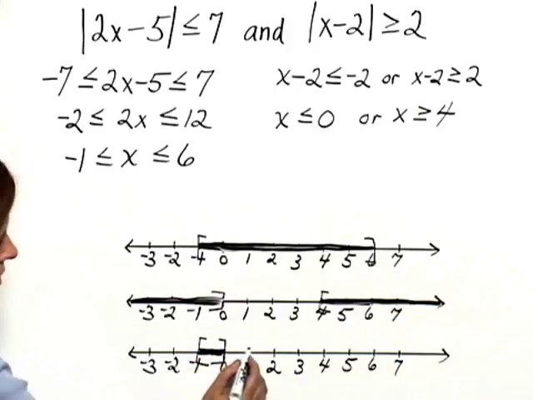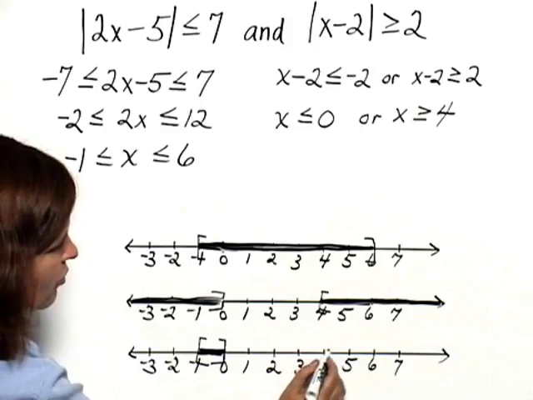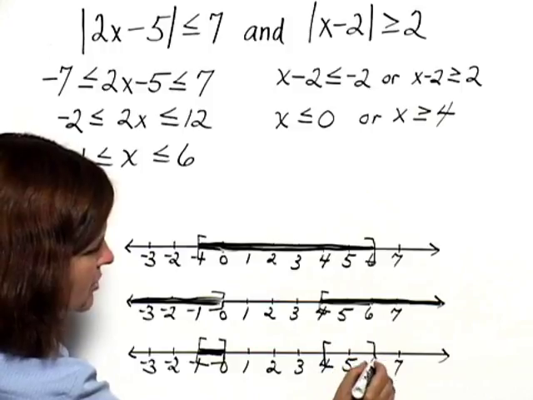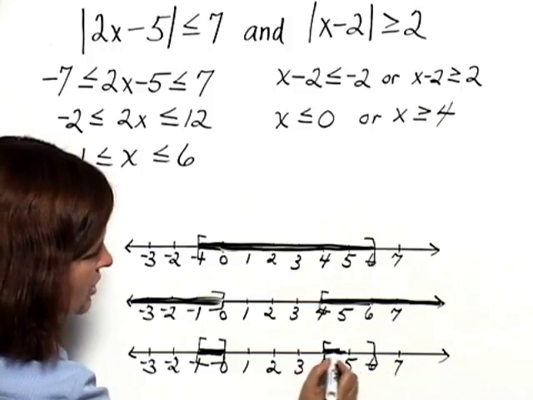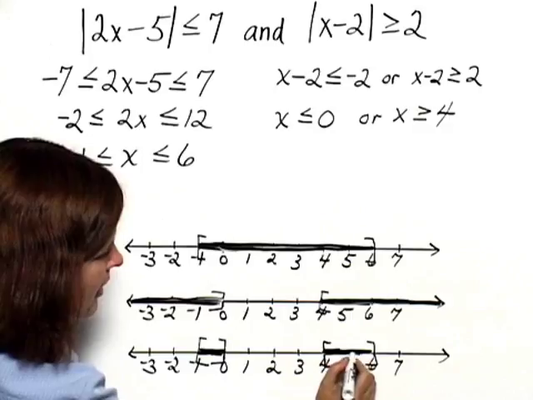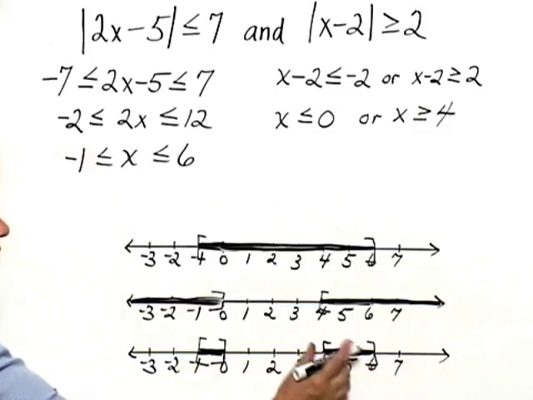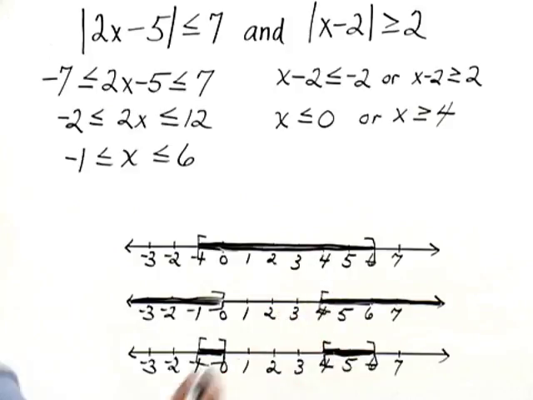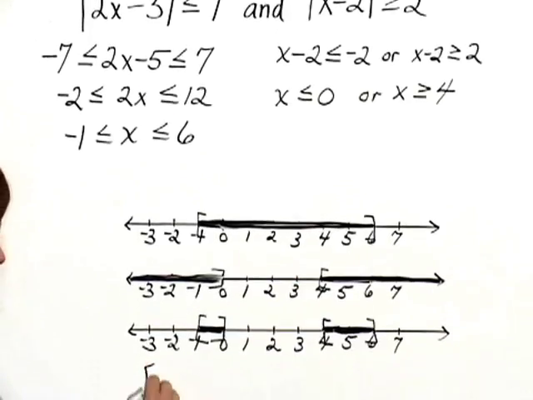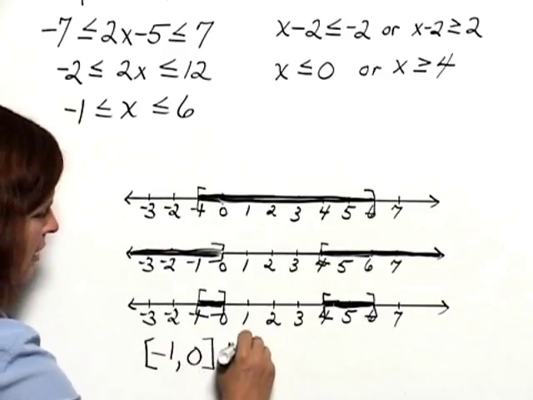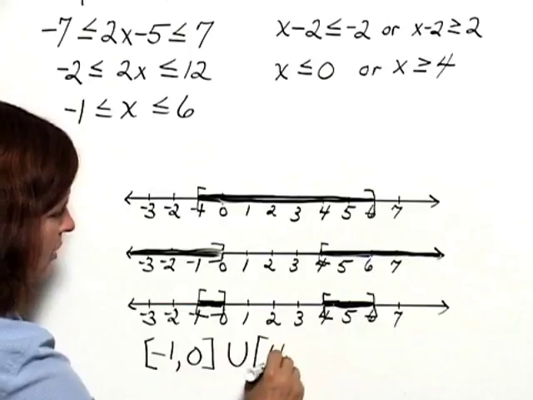And then we go ahead to the next section that's overlapped, and between 4 and 6, we see that that is also part of the intersection of the solution sets. So we shade that in as well. And those two intervals on the number line are the only places where these two solution sets overlap. So we can say that the solution would be, in interval notation, the interval from negative 1 to 0 union the interval from 4 to 6.